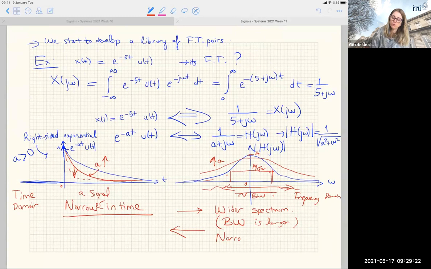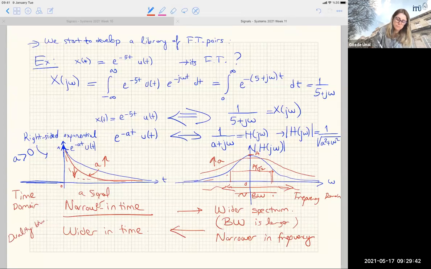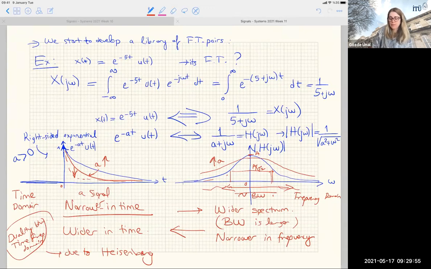A narrower spectrum is wider in time. This is due to the Heisenberg uncertainty principle, guys. Narrower in frequency means that signal is wider in time. This is the duality between the time and frequency domains. We tie this to the famous physicist Heisenberg and his uncertainty principle.